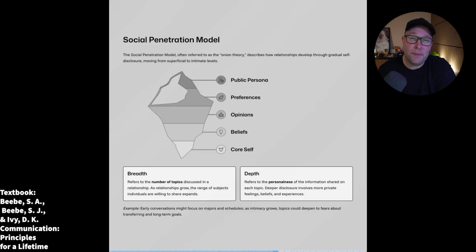The social penetration model is often referred to as an onion theory, and it describes how relationships develop through gradual self-disclosure, moving from superficial to intimate levels. Breadth is best characterized by the number of topics, and depth is the personalization and the deeper disclosure that involves more private feelings and experiences.